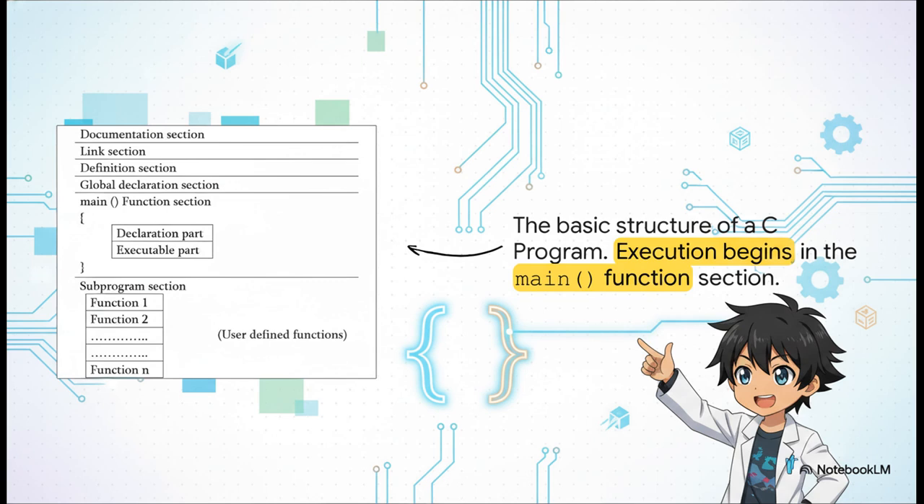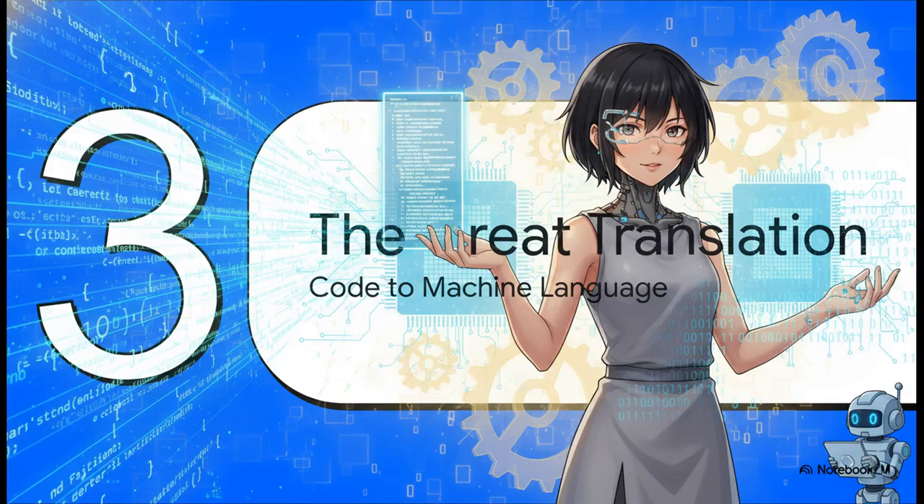Now there are a few different sections, but the one you absolutely have to know is the main function. Think of this as the curtains up signal. As soon as you run your program, the computer's first job is to find main and start following whatever instructions it finds inside those curly braces. That's the starting point.